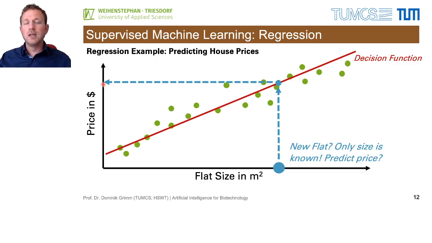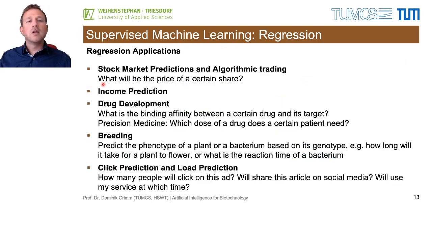That was now a very easy example. We will look at models which can be used to do regressions. The simplest one is a linear regression. So what are different applications of regressions? Regressions are used, for example, in stock market predictions or in algorithmic trading. There we would like to know the price of a certain share. We would like to predict this so that we can buy the shares before others buy them and make profit out of it. Or it's also used for income prediction.